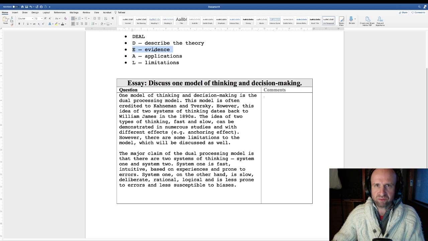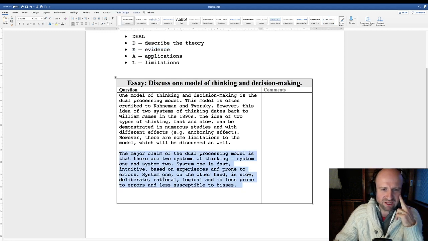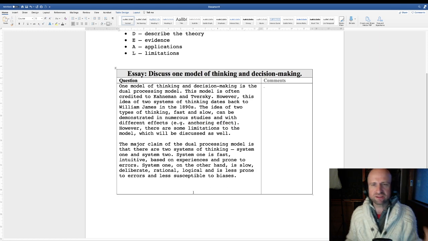Now, evidence is pretty much in the studies. I'm just thinking to myself, because this is a pretty limited paragraph, how do I show extra knowledge? And so that's why I'm going to talk about the anchoring effect. And because these are pretty easy to remember, there's lots of different interesting cognitive biases that demonstrate dual processing theory, dual processing models, fast and slow thinking. So here, because I want to show that I do know a bit more about the dual processing model, I'm going to talk about the anchoring effect.